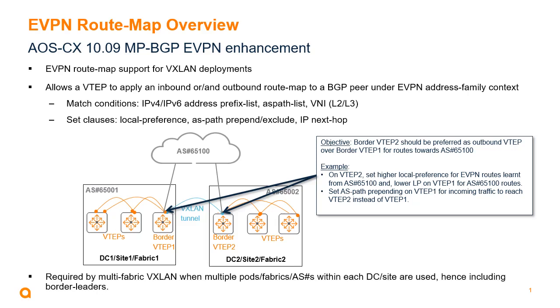And more importantly, EVPN route maps are required by multi-fabric VXLAN when there are multiple ports or AS numbers within each data center or site.